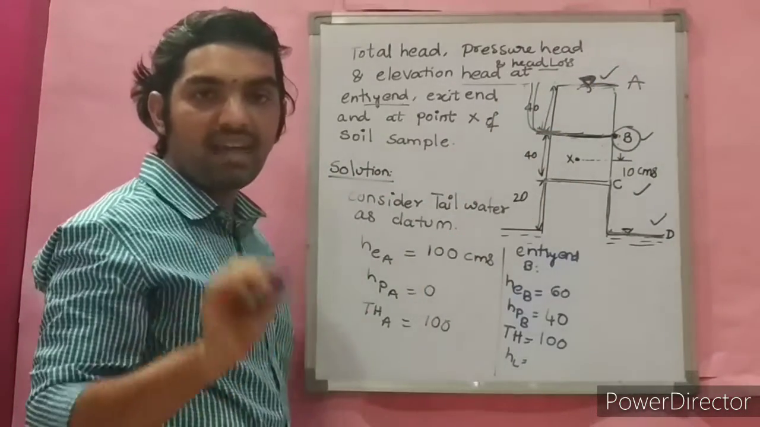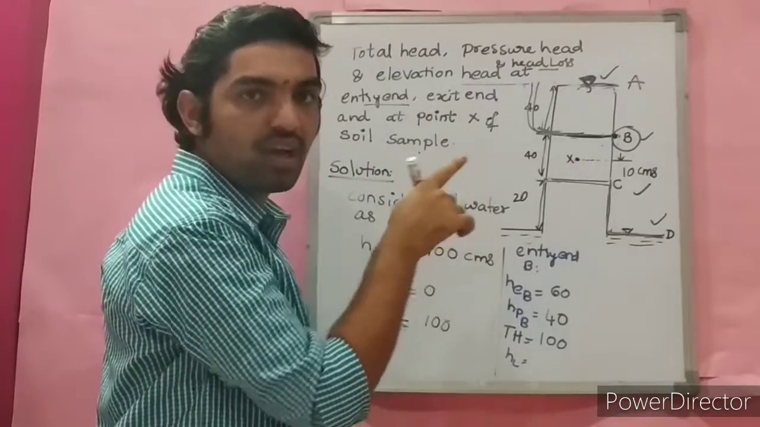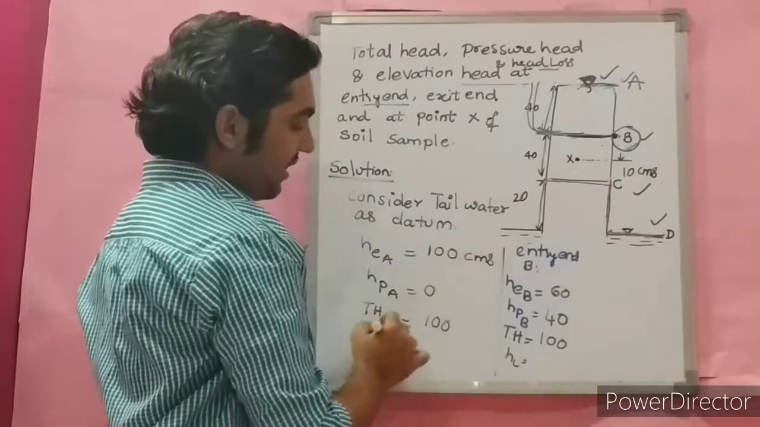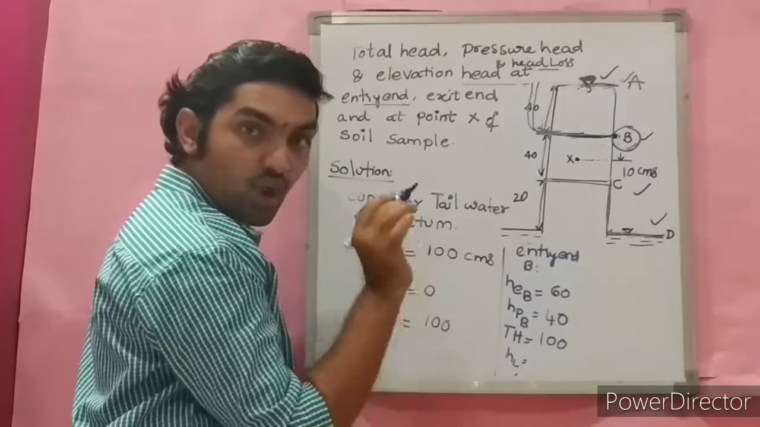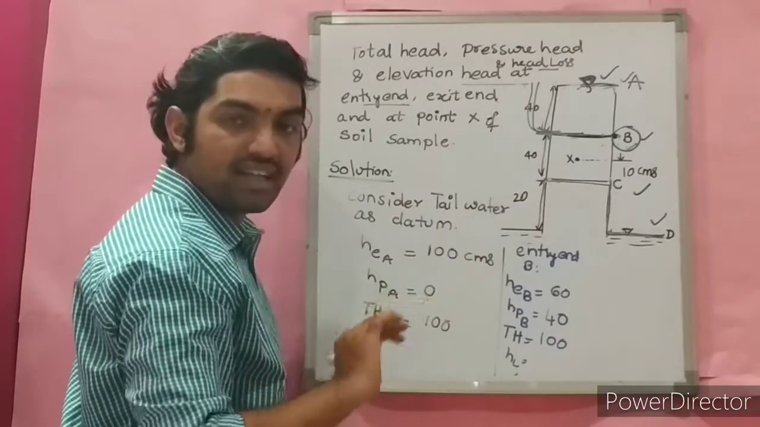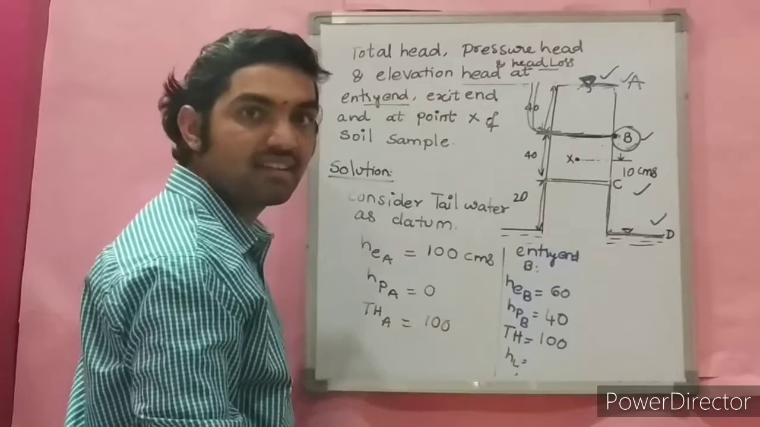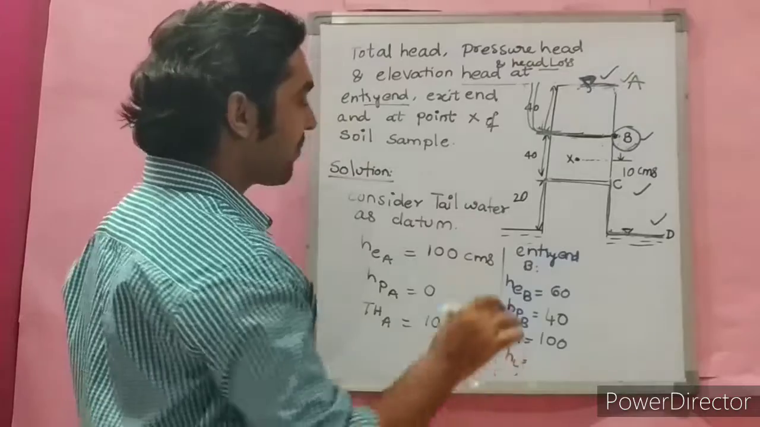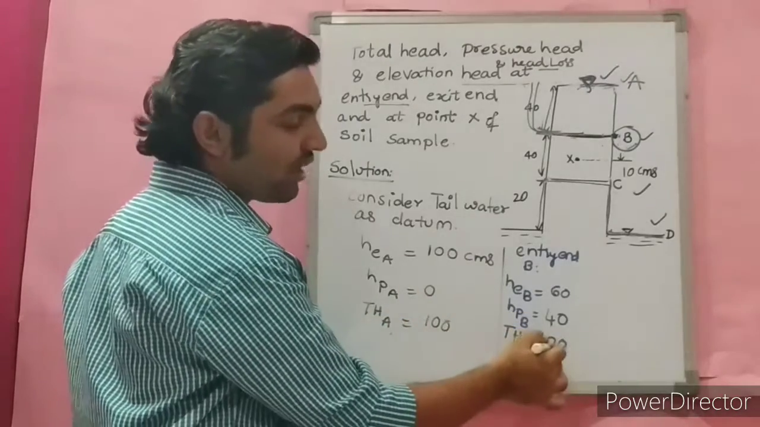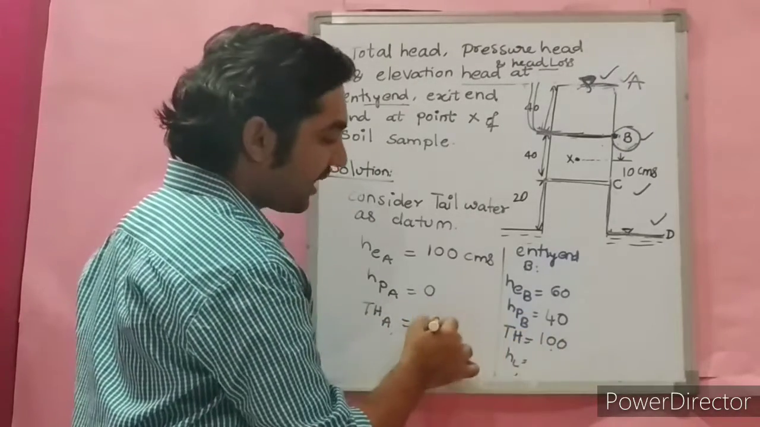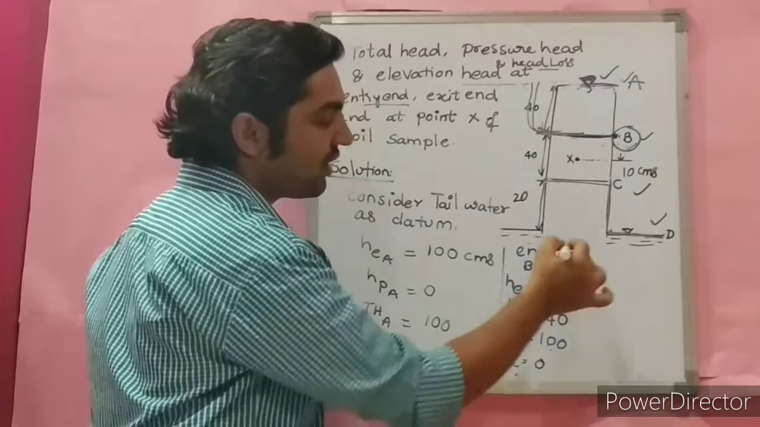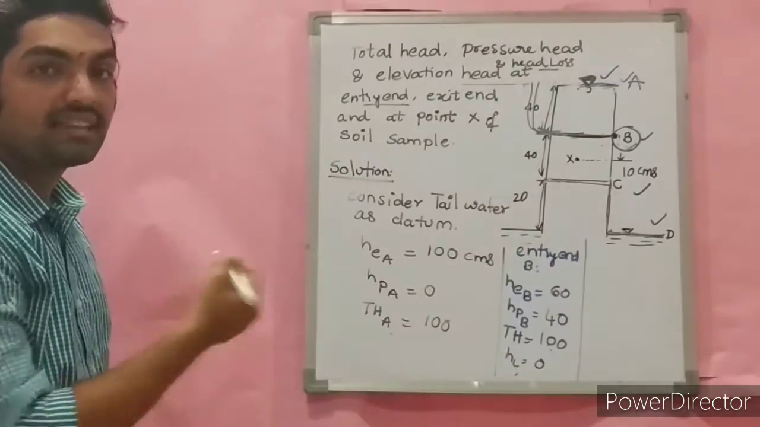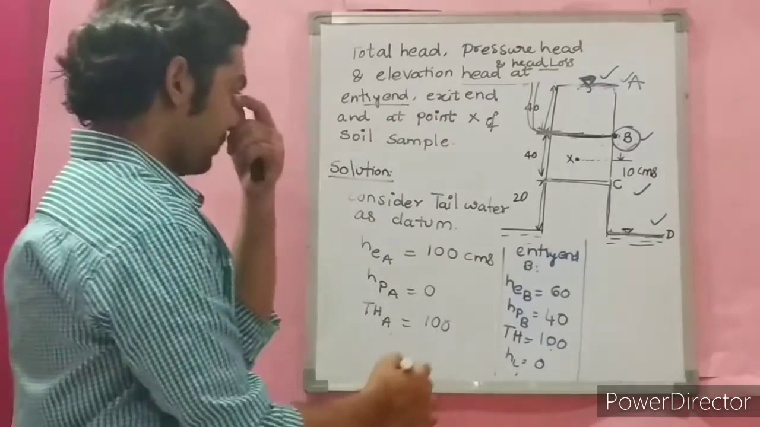Always there will be head loss when water flows from one end to another end. Here when water flows from point A to point B, head loss is the difference of total heads. Head loss is not the difference of pressure head or elevation head. Head loss is always the difference of total head only. Total head at A minus total head at entry end: 100 minus 100, that is nothing but 0. There will be no head loss at entry end.